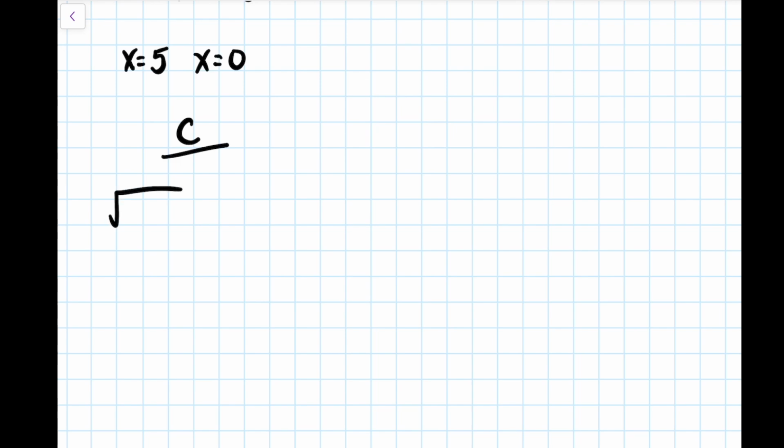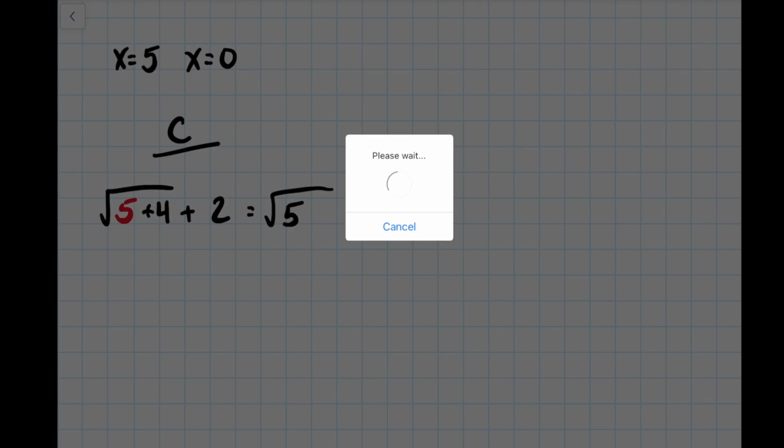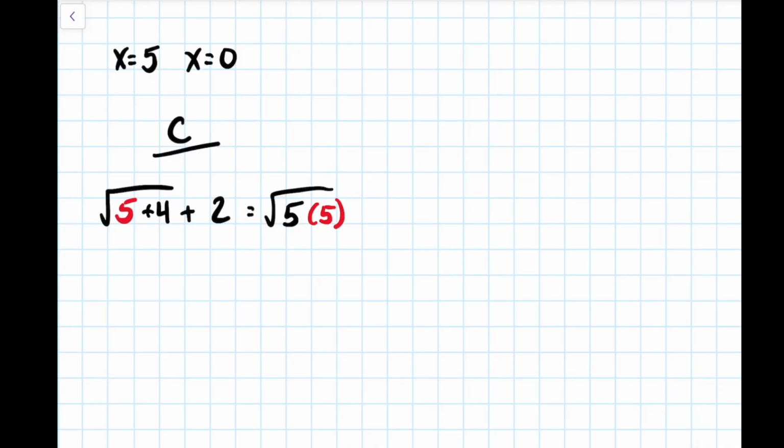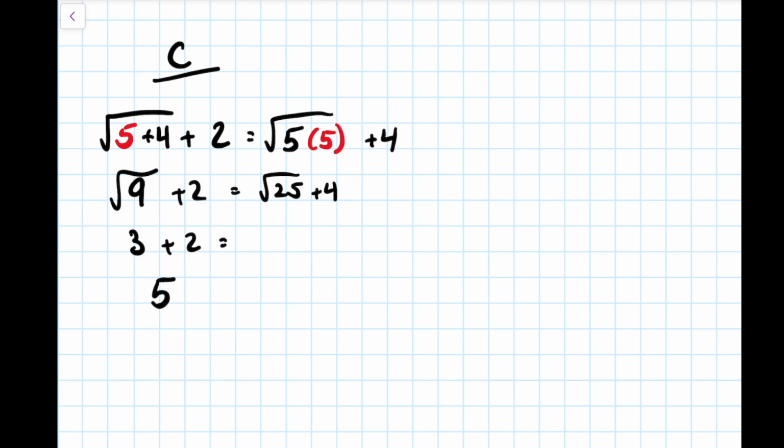Okay, so I'm going to check 5 first. So root 5 plus 4 plus 2 equals root of 5 times 5 plus 4. Well, 5 plus 4 gets me 9. 5 times 5 gets me 25. Square root of 9 is 3. And 3 plus 2 is 5. The square root of 25 is 5. And 5 plus 4 is 9. Well, 5 doesn't equal 9, so that's no good. That solution is going to be extraneous.